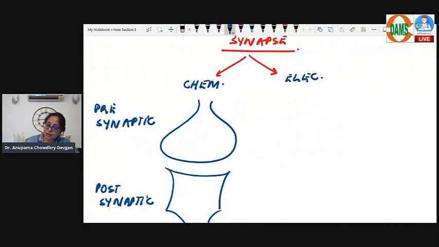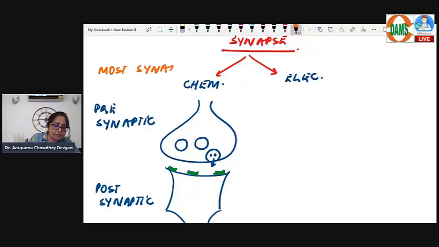In chemical synapses, you've got the release of a neurotransmitter here. A neurotransmitter is released over here, and on the postsynaptic membrane, receptors are present. This is a chemical synapse. The majority of the synapses are chemical. Most synapses are going to be chemical. Okay?